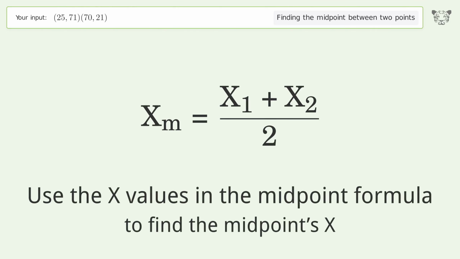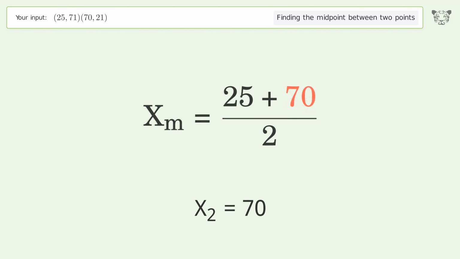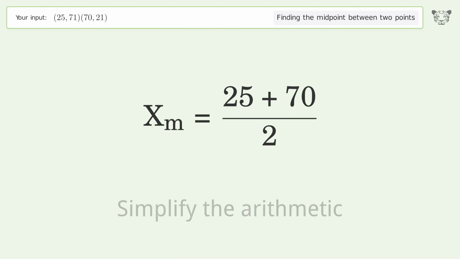Use the x values in the midpoint formula to find the midpoint's x. x1 equals 25. x2 equals 70. Simplify the arithmetic.